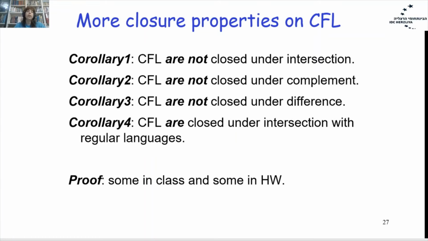Okay, let's define additional closure properties of context-free languages. Context-free languages are not closed under the intersection operation. Context-free languages are not closed under complement. Context-free languages are not closed under difference. Context-free languages are closed under intersection with regular languages. Some of these corollaries we will prove in class during our practice meetings. Some you will prove during homework.